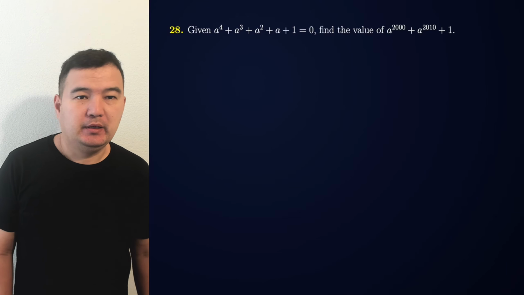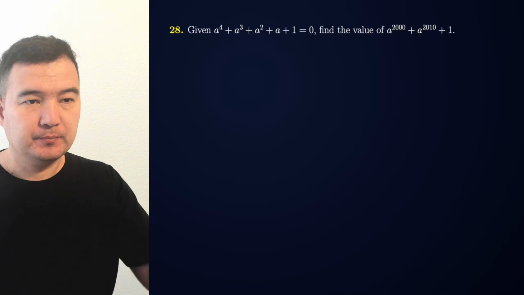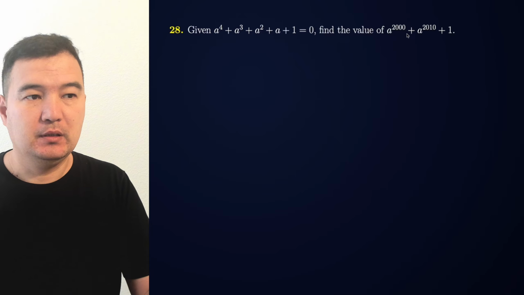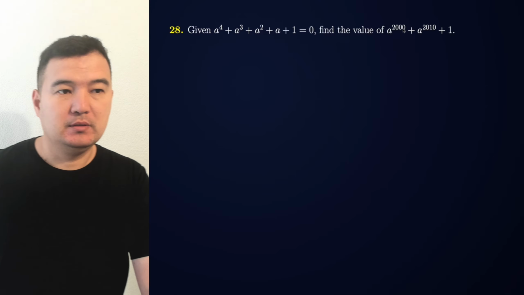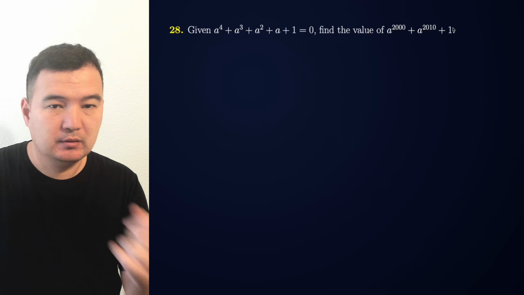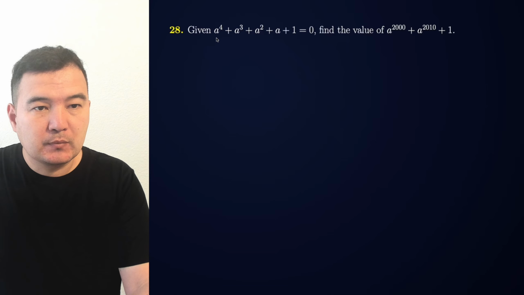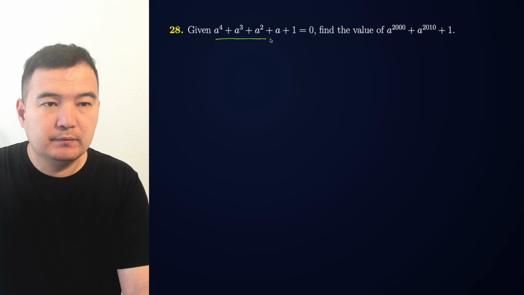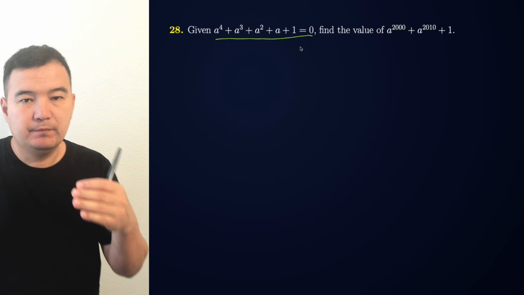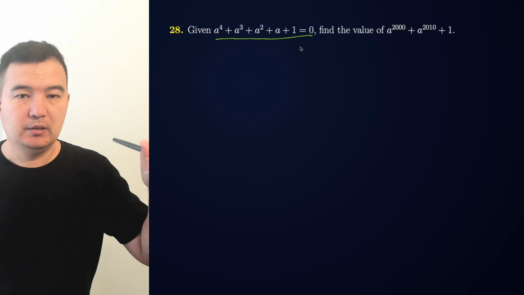Problem number 28. Given that the following expression is equal to 0, a^4 + a^3 + a^2 + a + 1 = 0, find the value of a^2000 + a^2010 + 1. So what's the idea here? Looking at this, you may want to find the value of a. There are 4 values of a, since it's a 4th degree polynomial.